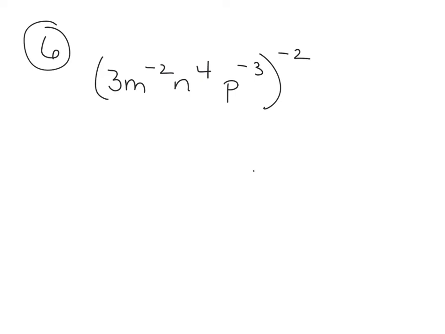Okay, so first thing we're going to start with is the coefficient, and it's 3, and it's to the negative 2nd. Okay, we'll talk about what to do with that in just a minute. Okay, we're ready to do the m's. So if I have m to the negative 2 times negative 2, that's a 4. And then if I look at my n's, I have n to the 4th times negative 2, so that's negative 8. And then my p's, I have p to the negative 3rd times negative 2 is p to the 6th.